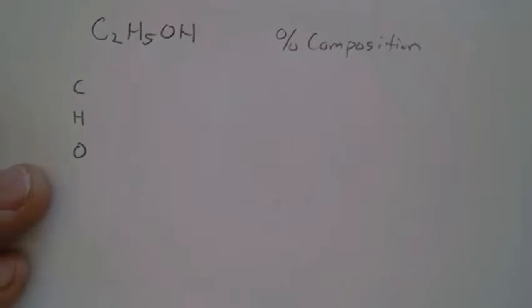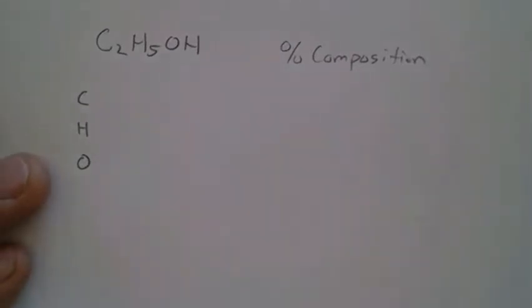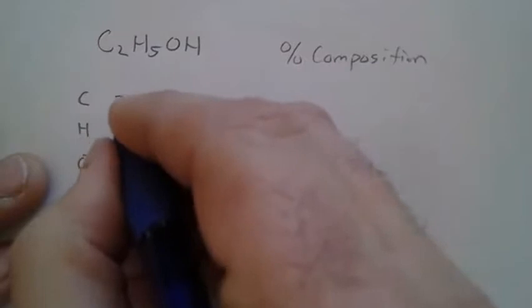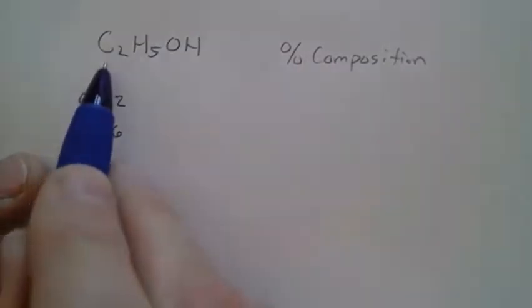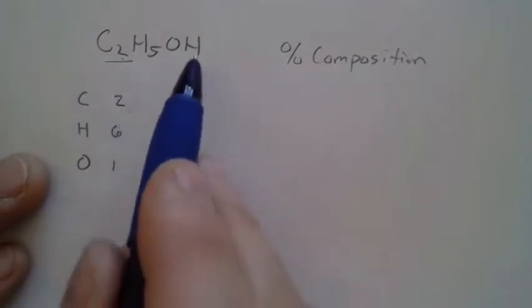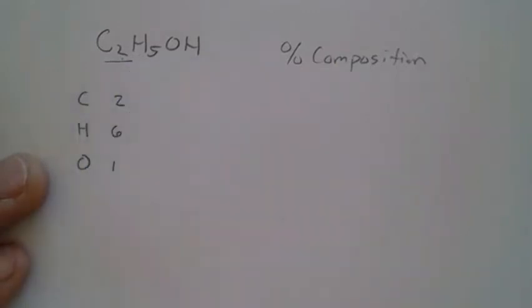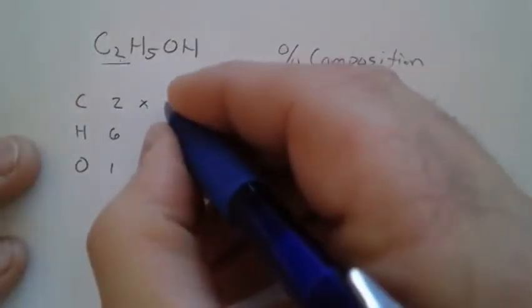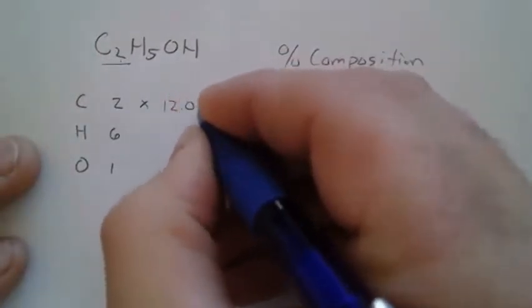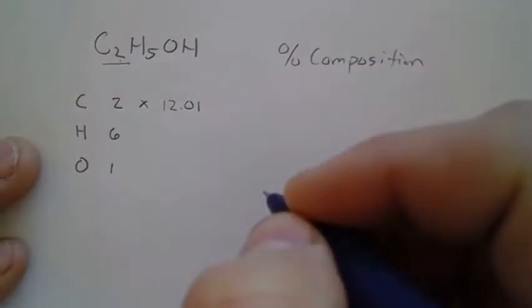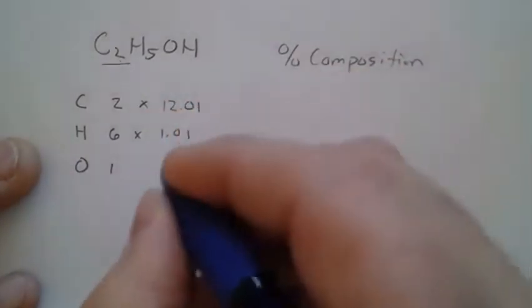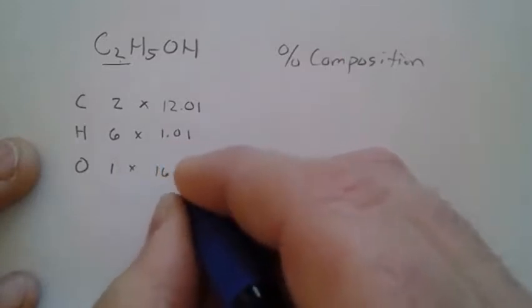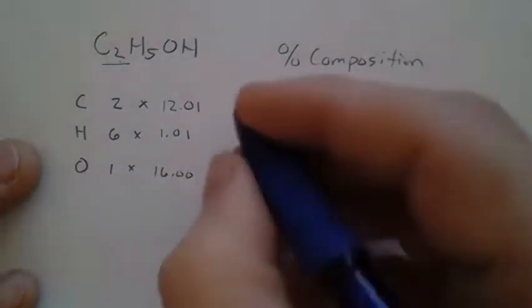So we have carbon, oxygen, and hydrogen. We then write out how many of each one there are. According to this, there are 2 carbons, 6 hydrogens, and 1 oxygen. We then multiply by the molar mass off the periodic table. Carbon's molar mass is 12.01, hydrogen's is 1.01, and oxygen's is 16.00.